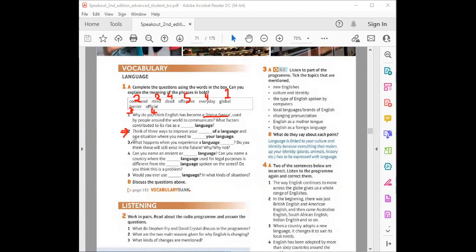Okay, let's go to 3. Do you want to say anything else, guys? All right, let's check number 3. What happens when you experience a language barrier? Wait, no, it's a language barrier, one barrier. Do you think these will still exist in the future? Why not?